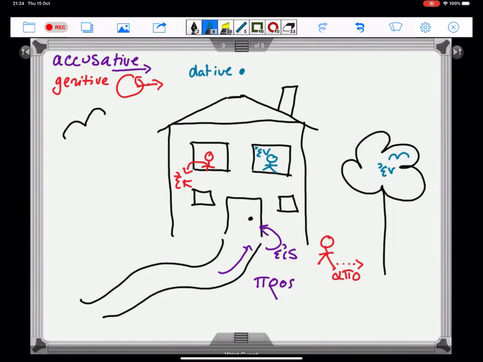There are, however, a number that take more than one case, and this is where having a sense of how your cases work is really important. So if we take a preposition like para, it means beside. So if we were going to take it in the dative, you've just got two people next to each other.